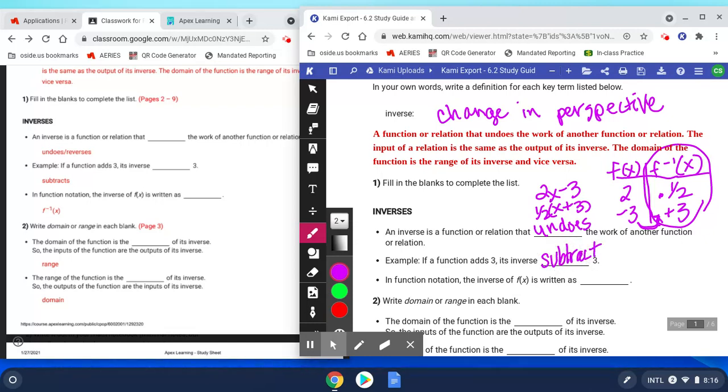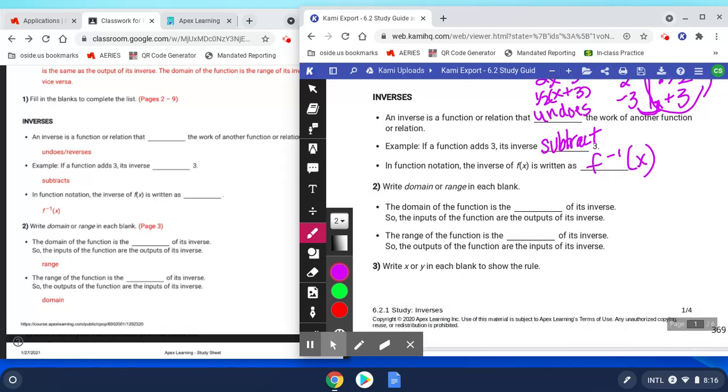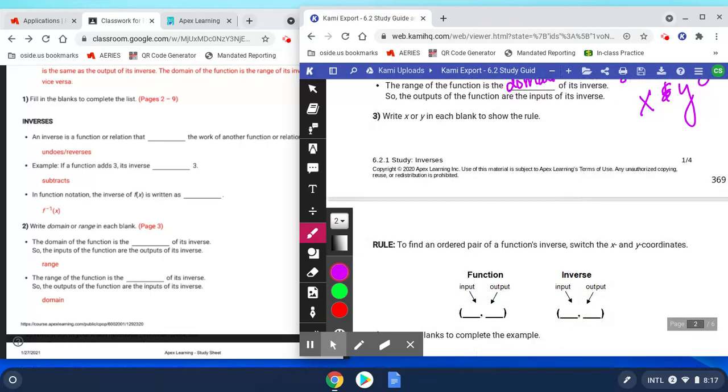In function notation, the inverse of f of x is written as f inverse of x. The domain of the function is the range of its inverse, and the range of a function is the domain of its inverse. The inputs of the function are now the outputs, and then the outputs become the inputs. We are switching x and y. It's a change in perspective.